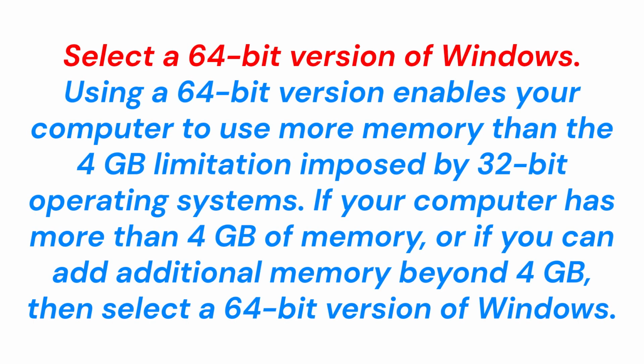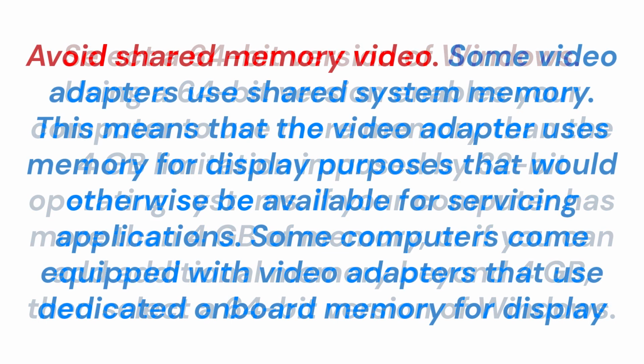Select a 64-bit version of Windows. Using a 64-bit version enables your computer to use more memory than the 4 GB limitation imposed by 32-bit operating systems. If your computer has more than 4 GB of memory, or if you can add additional memory beyond 4 GB, then select a 64-bit version of Windows.